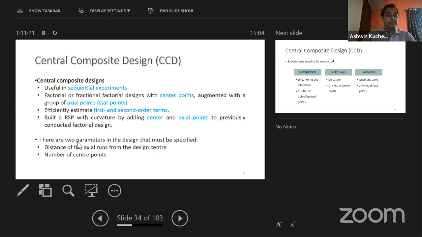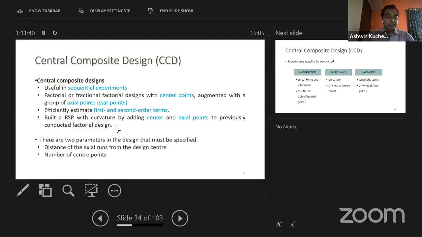There are two different parameters in the design that must be specified. First is the distance of the axial runs, and second is the number of center points. Once we define these two in our design, it will be easy for us to define the distance of the axial point from the center.